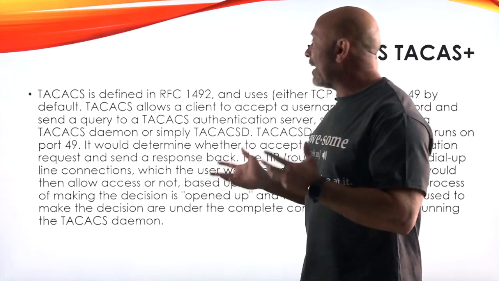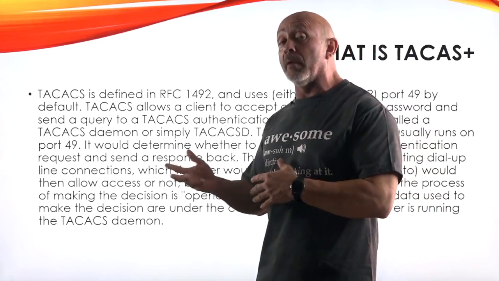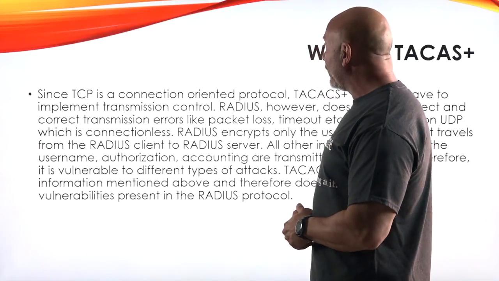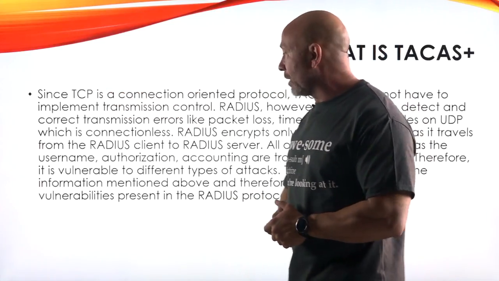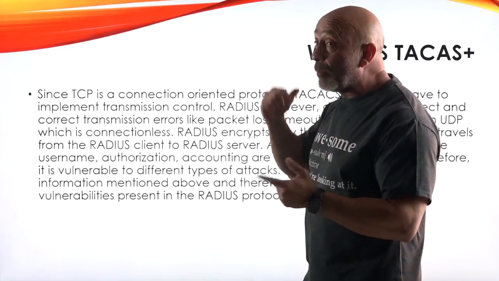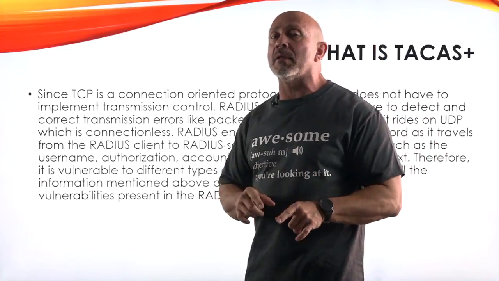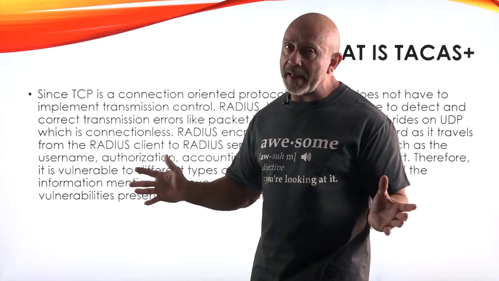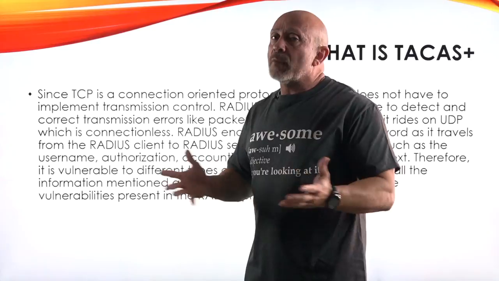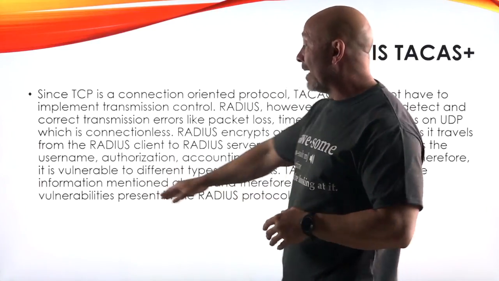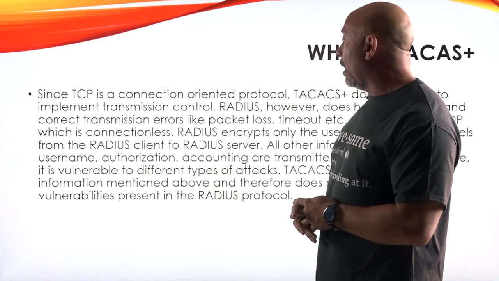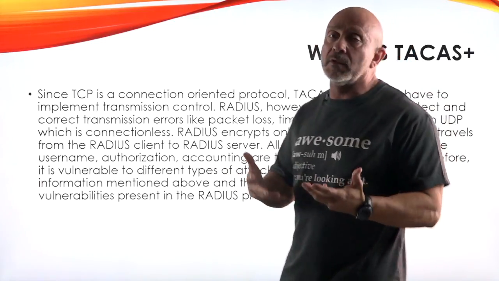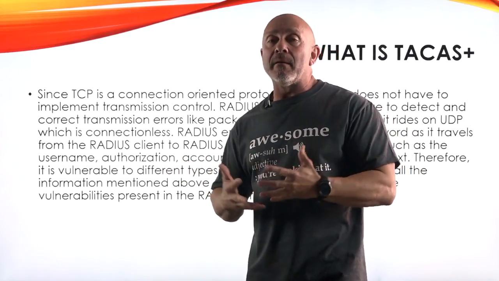But definitely TACACS is pretty much the same configuration. Instead of putting Radius, you put TACACS. The differences are that it runs on TCP, which is connection oriented, and more importantly, with Radius the encryption covers only the username and password. With TACACS, the whole data is encrypted, which makes it better. So it has fewer vulnerabilities than Radius, because Radius is open to a lot of attacks, due to the fact that it's running UDP and not everything is encrypted.